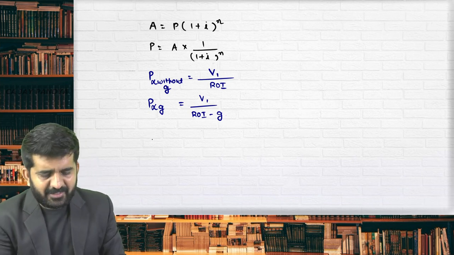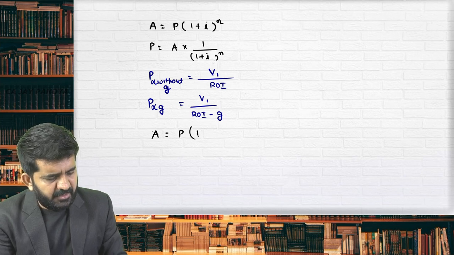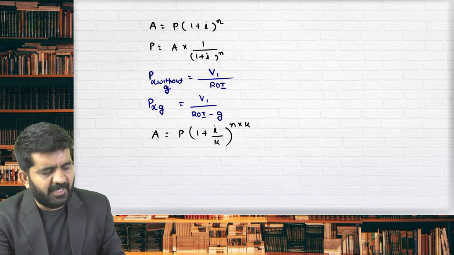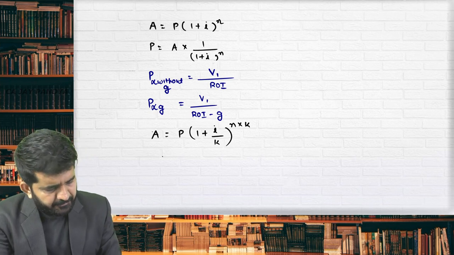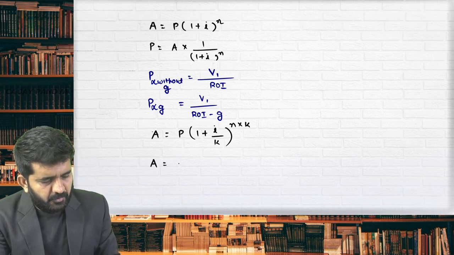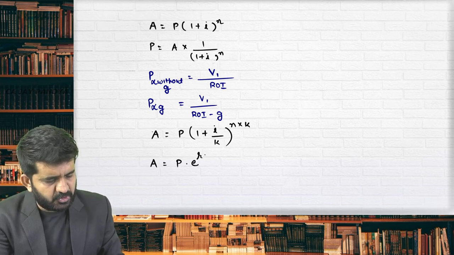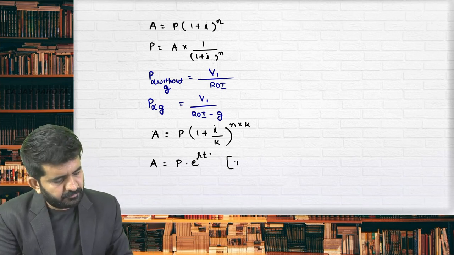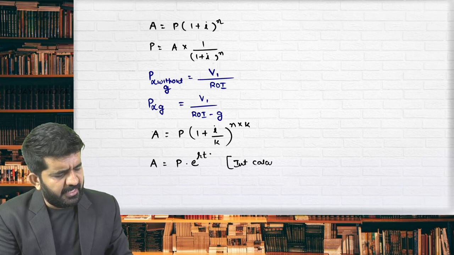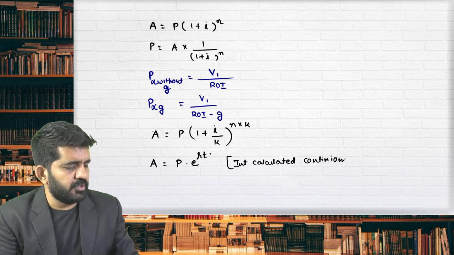When k is involved, A = P × (1 + i/k)^(n×k). Same way, if I want to find out present value, I can just reverse the side. Also, when the interest is compounded continuously, it is e^(rt). This is used only when interest is calculated continuously.